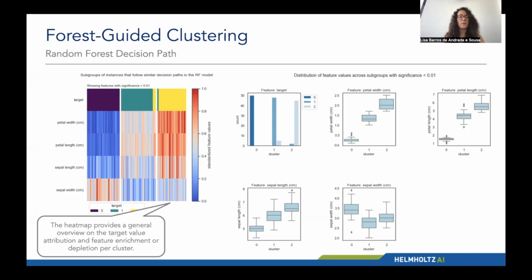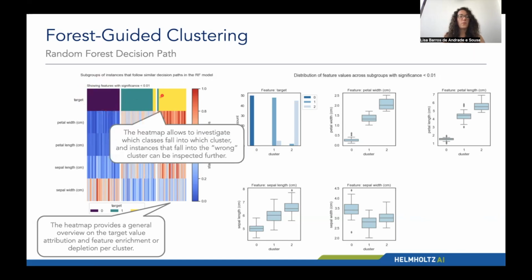Coming back to our iris example dataset, you can see that our algorithm optimized the number of clusters and returned an optimal number of clusters, which is 3. You can also see that the target value attribution to those clusters is almost perfect. However, we have some data points which are misclassified here. These data points can be used to inspect your dataset further and see if some of your data points were, for instance, mislabeled or are extreme outliers.